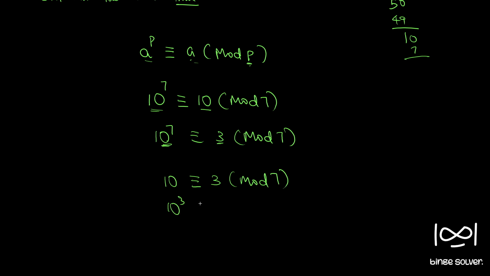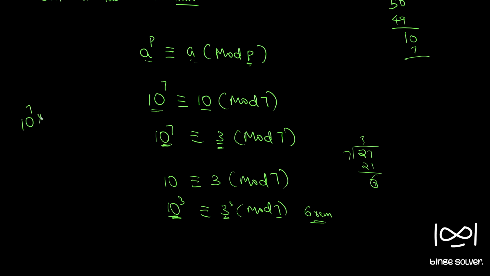Now we know 10 is equivalent to 3 mod 7, or 10 cubed is equivalent to 3 cubed mod 7. So 10 cubed will have the same remainder as 3 cubed when divided by 7. What is 3 cubed? 3 cubed is 27. 7 threes are 21, so we have 6 as the remainder. So 10 cubed will have remainder 6, and we can find this quickly in our mind. So 10 raised to 7 will have remainder 3 and 10 cubed will have remainder 6.